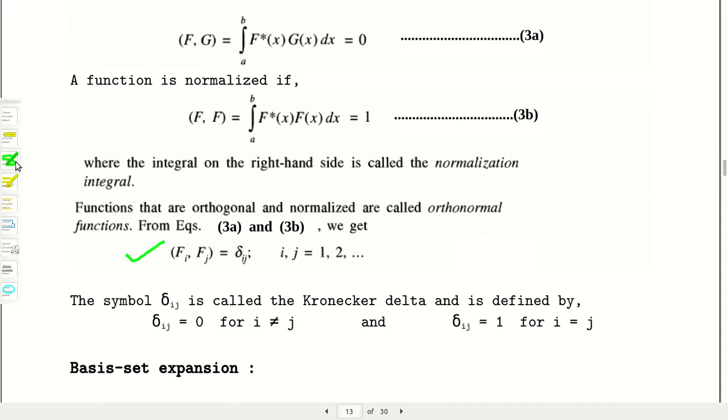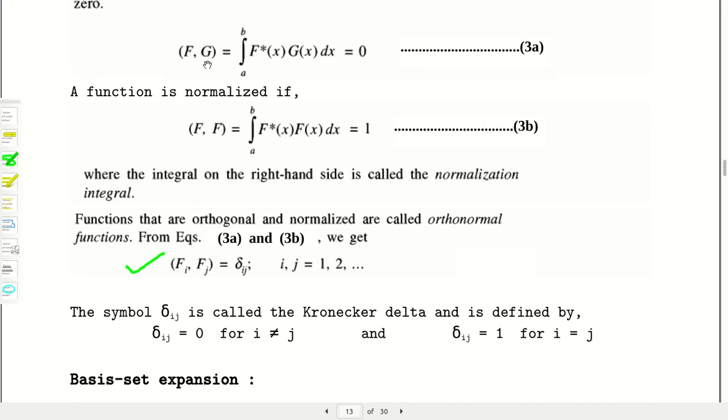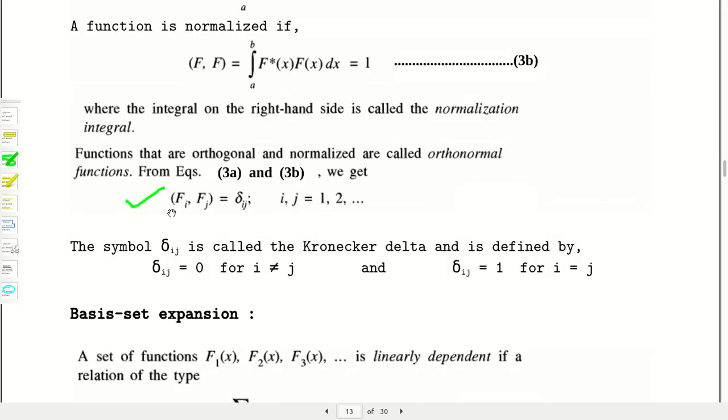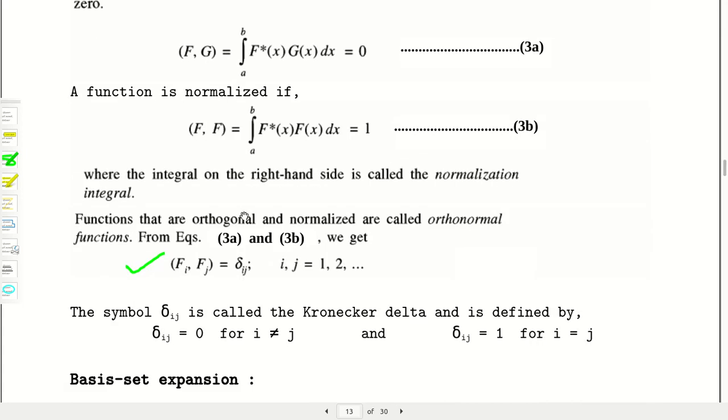The advantage of writing this symbol, f comma g in brackets, is that it makes it much easier to write these integrals, because otherwise you will get tired of writing such integrals all the time. So one can understand what f comma g means. This symbol is very useful in writing. So fi comma fj will be delta ij. It is the general form of the 2, 3a and 3b equation results.